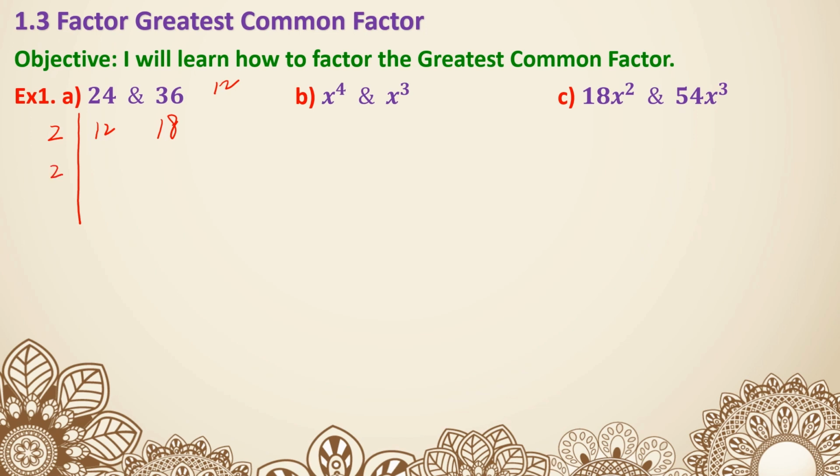So they're both even again. I can take away another 2. Then we have a 6 and a 9 left. And they both can be divided by 3. So I'm taking away 3. 6 divided by 3 is a 2. 9 divided by 3 is a 3.